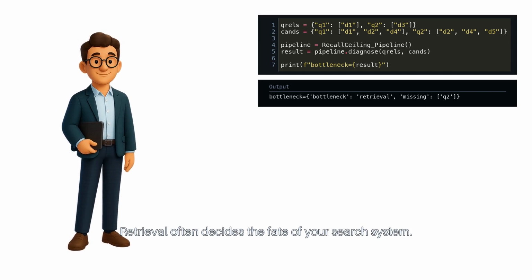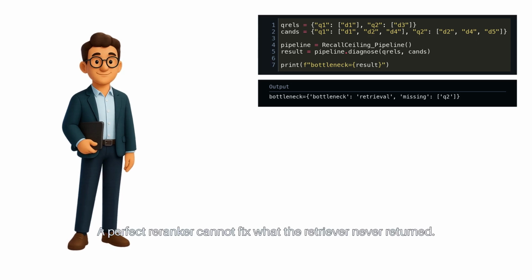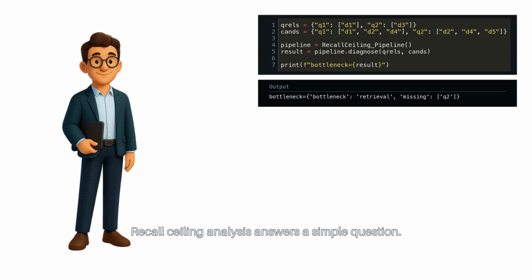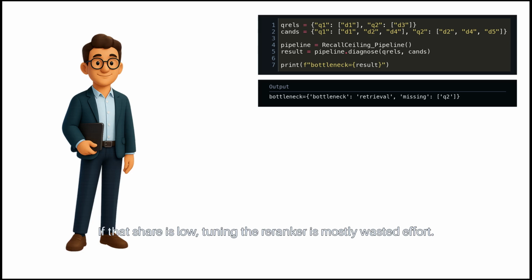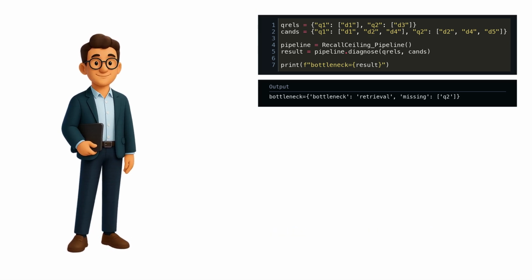Retrieval often decides the fate of your search system. A perfect re-ranker cannot fix what the retriever never returned. Recall ceiling analysis answers a simple question. How often does the retriever even include a relevant document in its candidate list? If that share is low, tuning the re-ranker is mostly wasted effort.